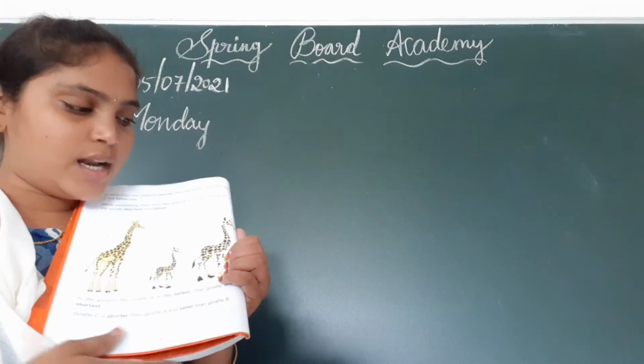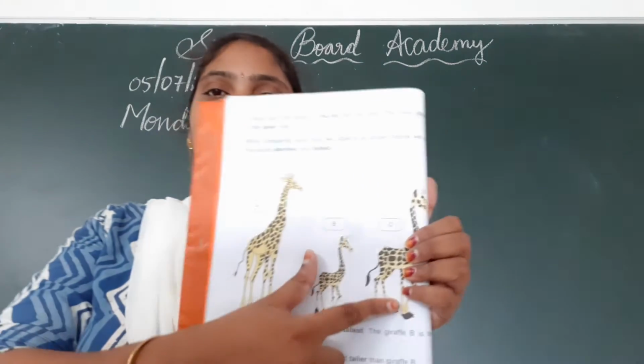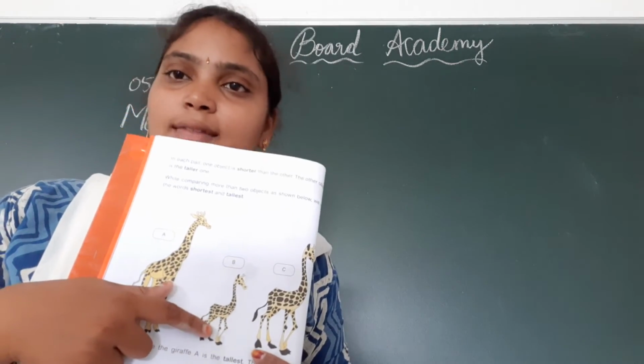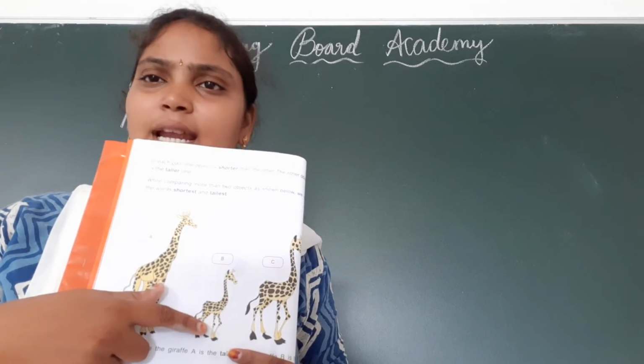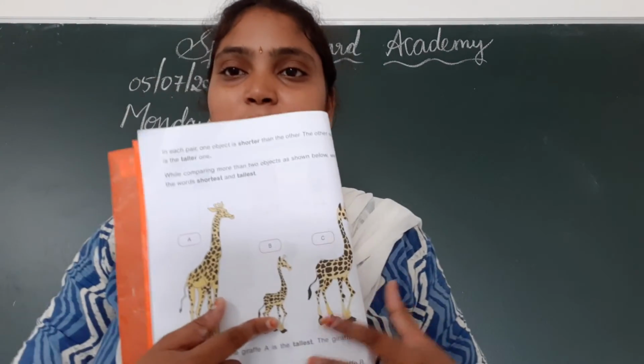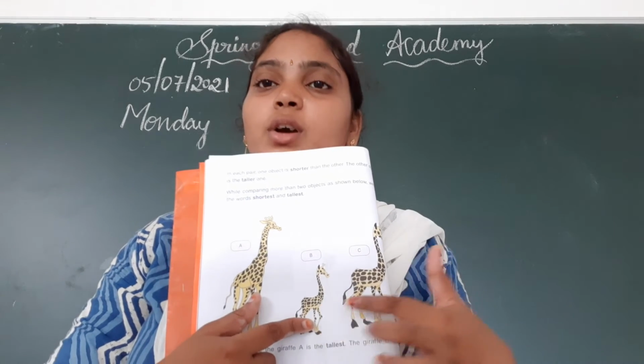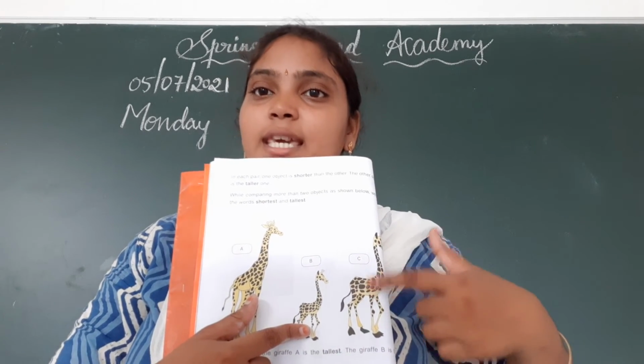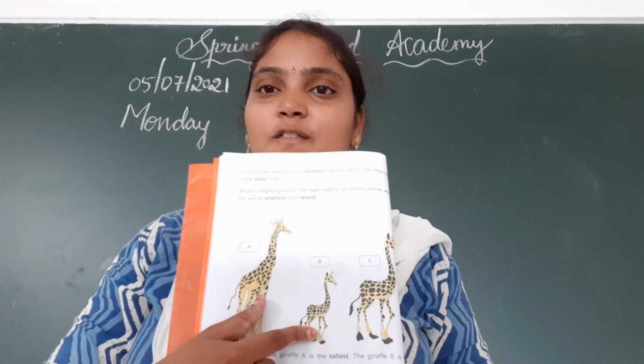So now here children you have to check giraffe C. Is this giraffe C taller than giraffe B? Am I correct or not children? Here we are comparing these two, so that's why we are using taller and shorter. Giraffe C is taller than giraffe B.